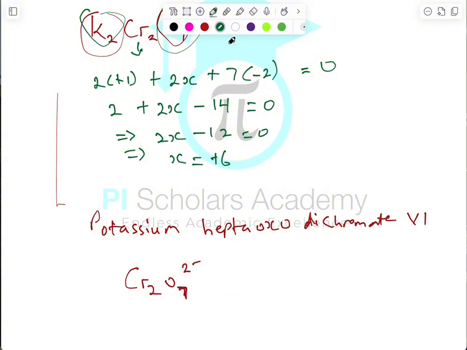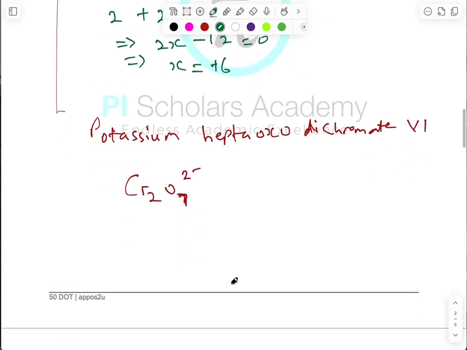So what if we want to name it like this and we want to calculate the oxidation state of chromium here? So we have 2x plus 7 times negative 2. As you can see, 2x, then 7 times negative 2. I'm saying negative 2 because of oxygen, that we know. But now, since this is charged, it is not a neutral compound.